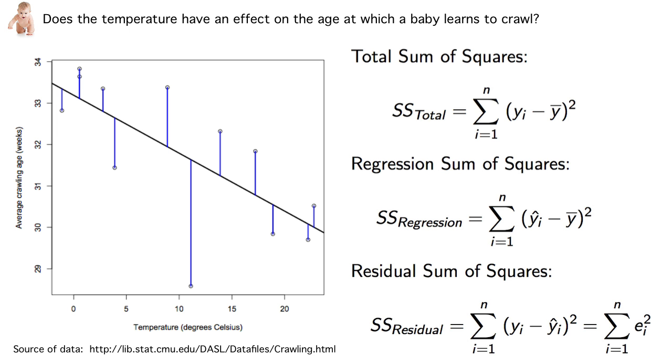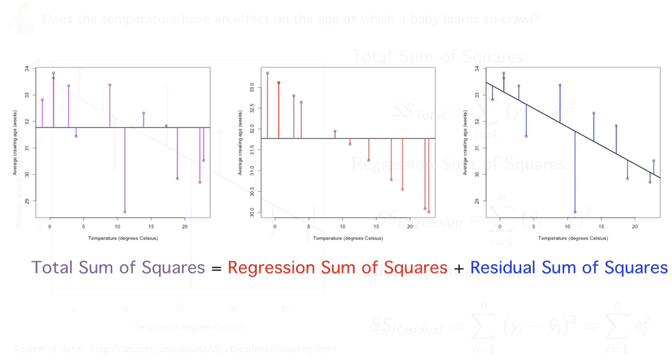Summarizing all these sums of squares and how they're related, we have the total variation in the y's, the total sum of squares, is equal to the variation explained by the regression line, the regression sum of squares, plus the variation that hasn't been explained, the residual sum of squares. This decomposition of the variation in the y's leads to a statistic that can be used to assess how well the line fits the data.